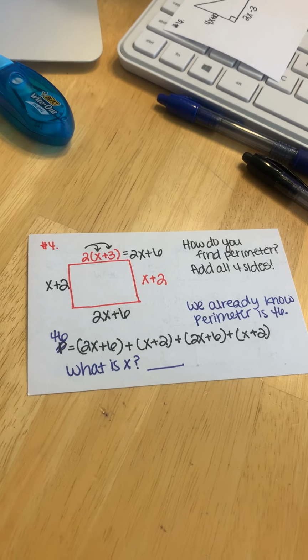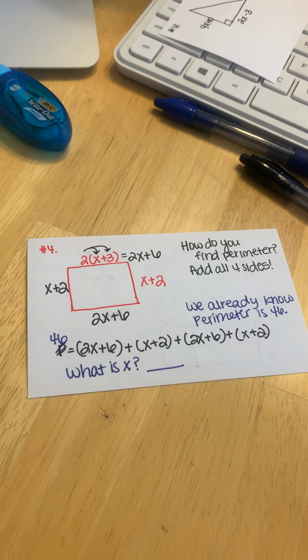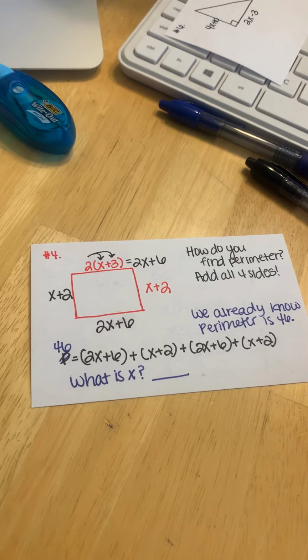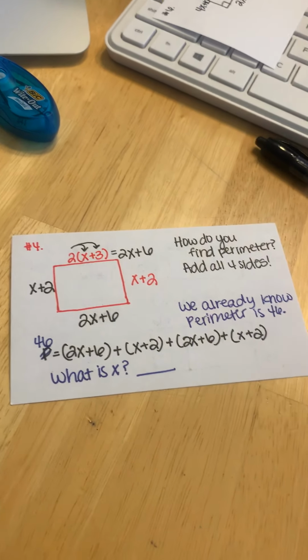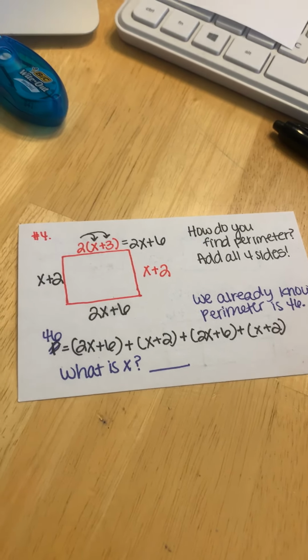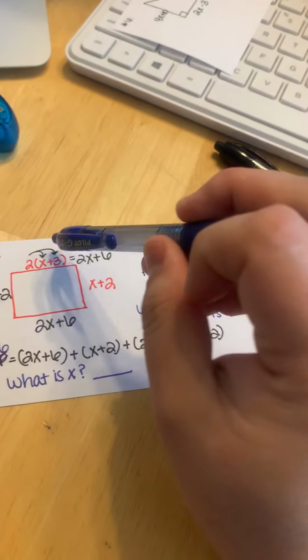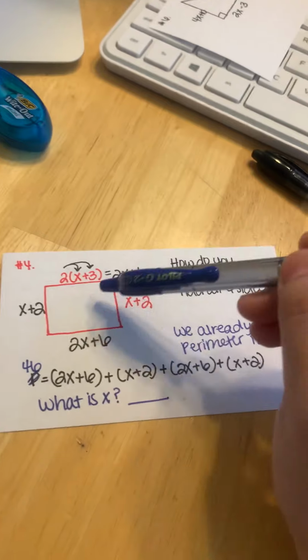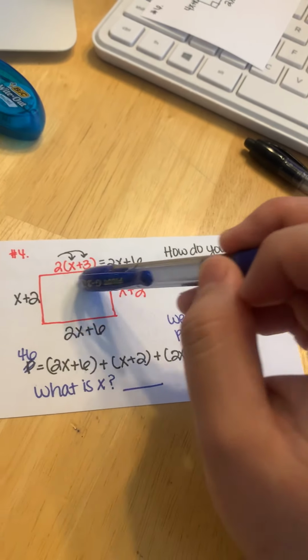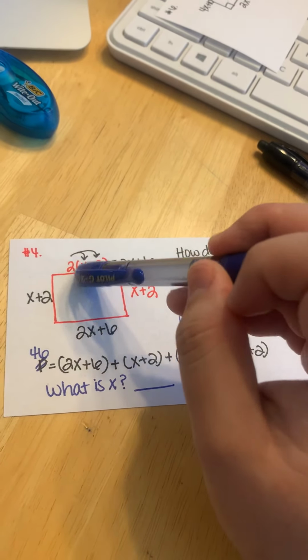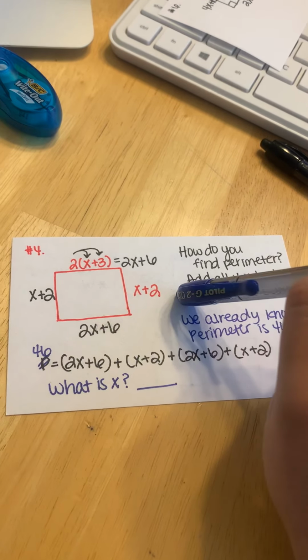So these are problems 4 through 7 on assignment number 12. Alright, on this problem, they're asking you to find the perimeter of the rectangle. The way you find the perimeter of a rectangle is you add up all 4 sides. You were only told 2 of them. You were told 2 times x plus 3 and x plus 2.